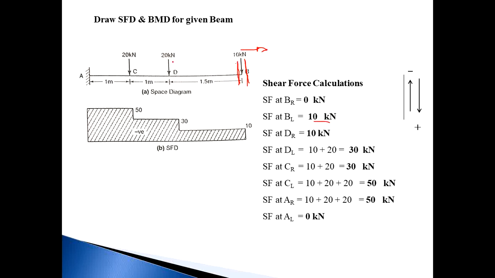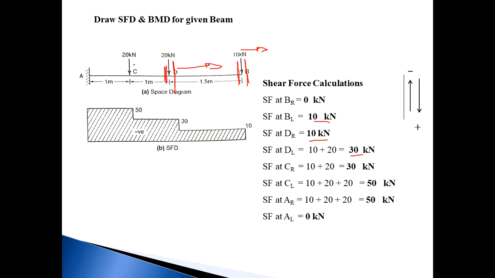Then go to point D. Mark a section just right of D and consider the right side of the section. The number of forces on the right side is 1, that is 10 kilonewton, and the direction is downward, so consider it positive. Then mark a section just left of D and consider the right side. The number of forces acting on the right side is now 2, that is 10 kilonewton and 20 kilonewton, and both forces are going downward, so both are positive. So 10 plus 20 is equal to 30 kilonewton.